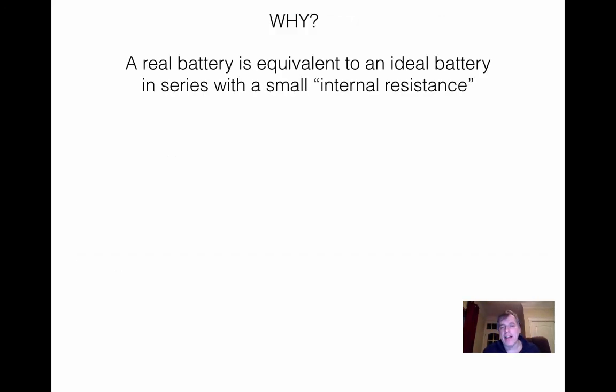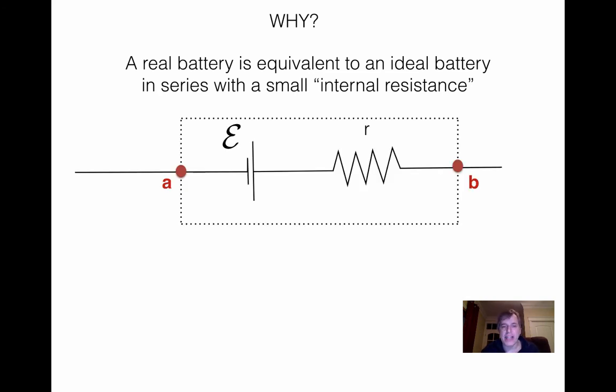And the basic answer is that when you take a real battery in the lab, for example, it contains actually a bit of resistance inside. So a real battery is actually equivalent to an ideal battery with a fixed EMF in series with a small resistance that we call the internal resistance. So we'll draw something like this.